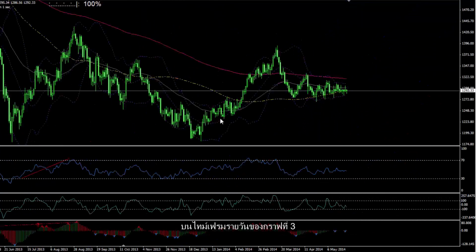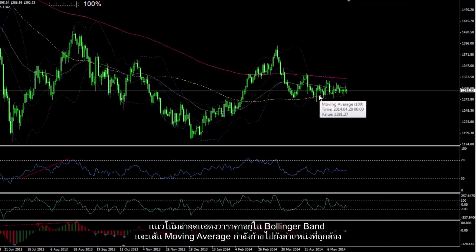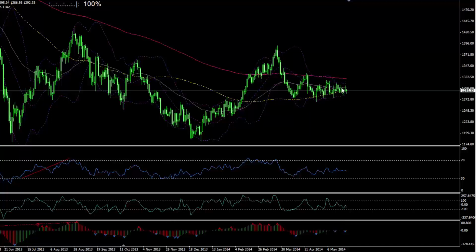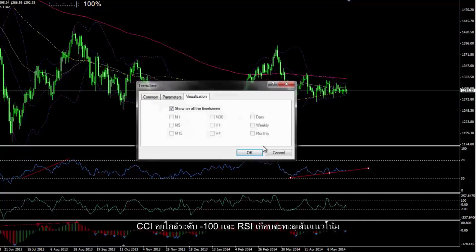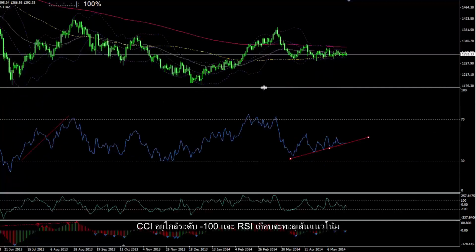On a daily time frame of the third chart, the latest trend shows that the price is in a Bollinger Band and moving averages lines are relocating their correct places. If the price crosses line 50 towards the bottom and line 50 falls lower than line 100, then a bearish trend can continue towards the bottom. CCI is near level minus 100 and RSI is close to breaking its trend line.